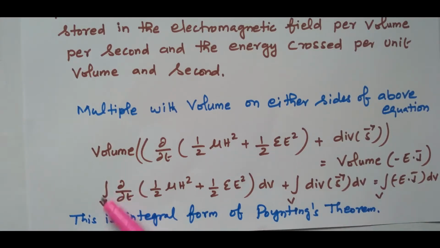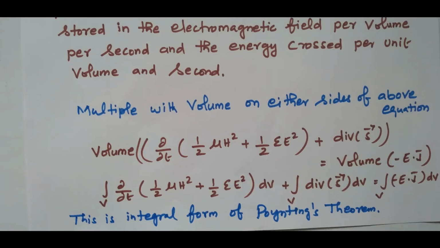So it becomes a volume integral. The integral over V is nothing but a triple integral. ∂/∂t of (½μH² + ½εE²) into dV is the volume integral. Similarly this term, the integral over V of divergence of S into dV. Similarly this term, the volume integral of minus E·J dV. So everything is now converted into a volume integral with respect to dV. So this is the integral form of the Poynting theorem. The previous one is the normal form, the differential form. This is the integral form.